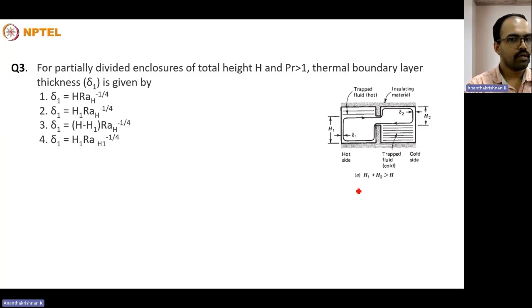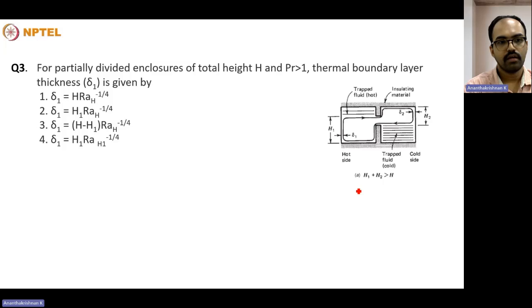This is a problem regarding the partially divided enclosures. So the figure shows a partially divided enclosure with a total height of H and Prandtl number greater than 1. So the thermal boundary layer thickness δ1 is given by, so here h1 is the height of the first enclosure from the bottom, and h2 is the height of the other enclosure from the top.